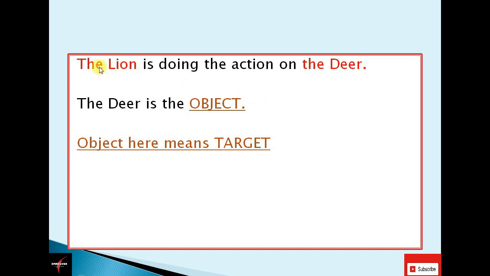Look here, the lion is doing the action on whom? On the deer. So the deer here is the object. Now what do you mean by object? Object here means target. Okay, so the target of the lion is who? The target of the lion is the deer. So the deer becomes the target or the object.